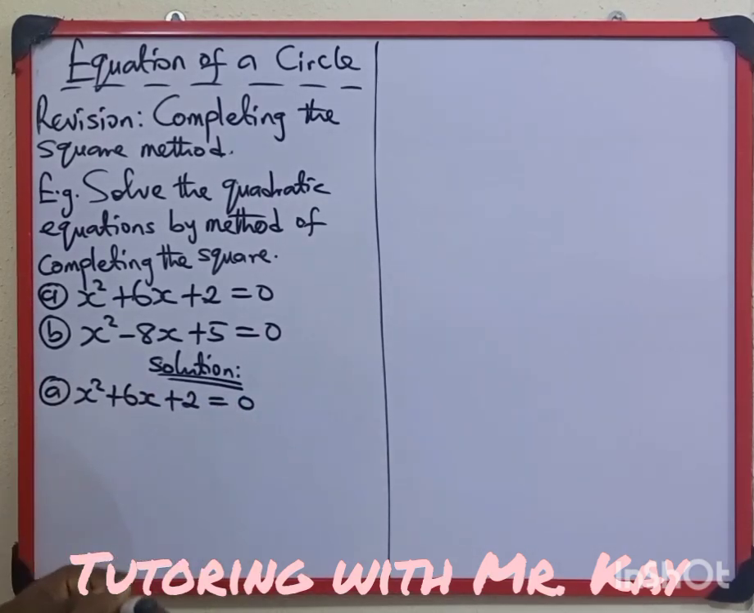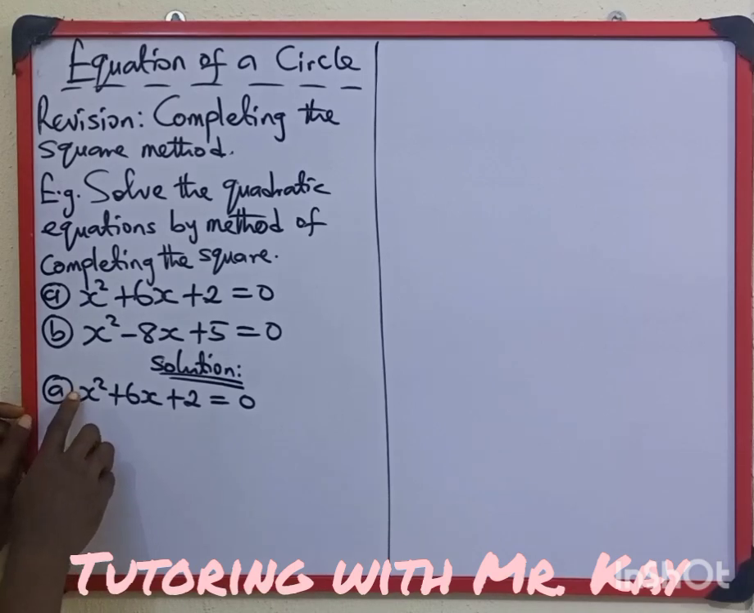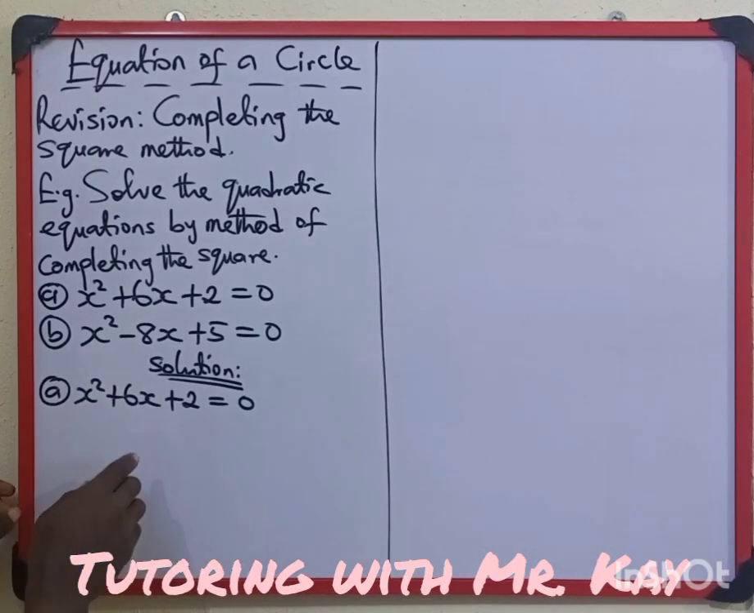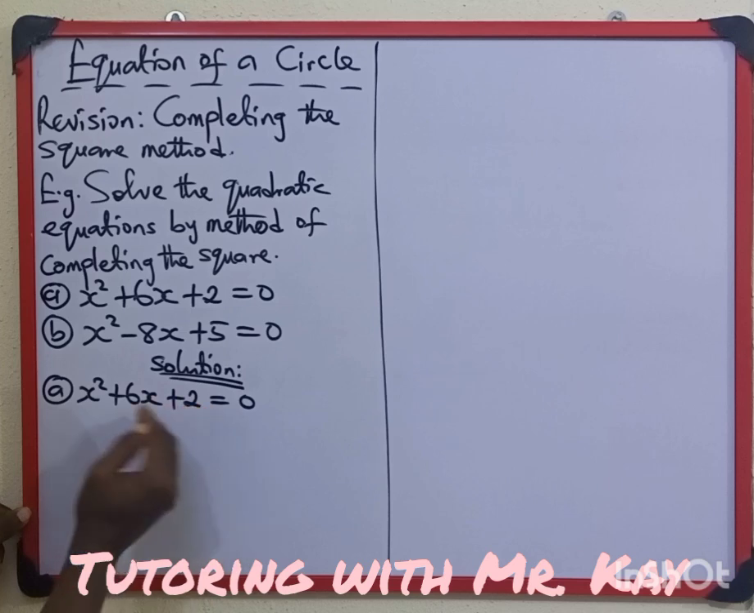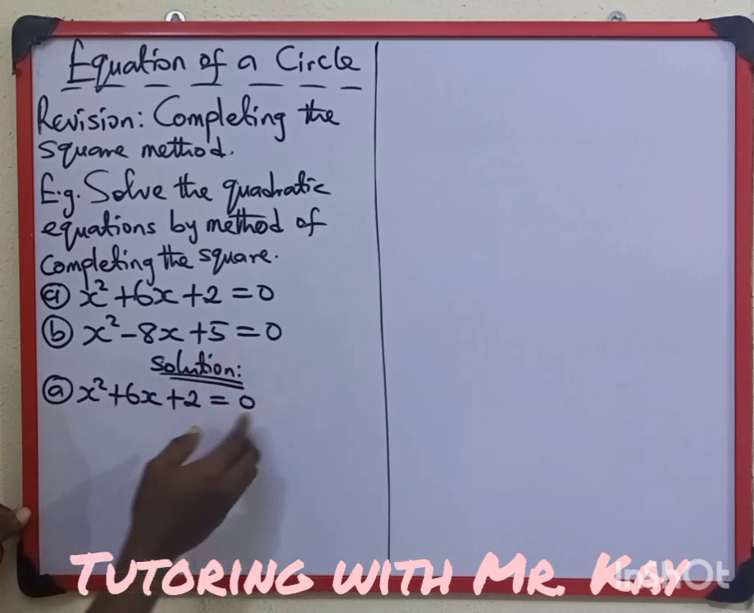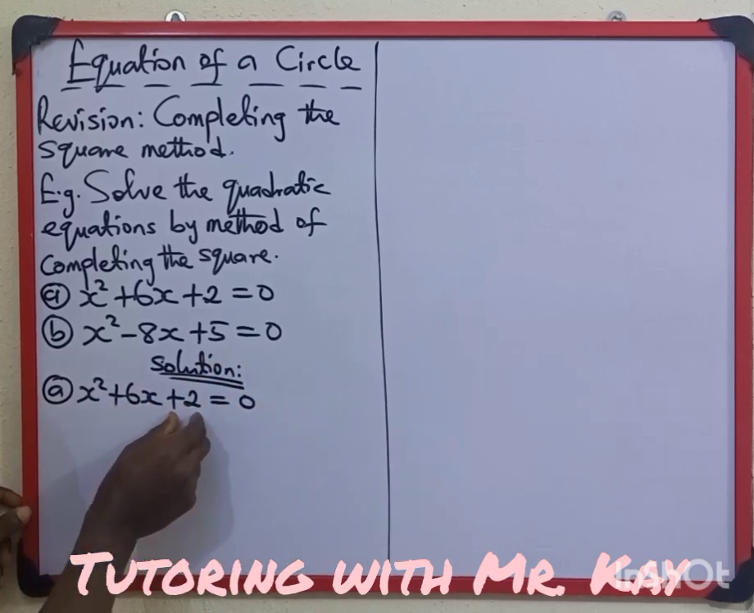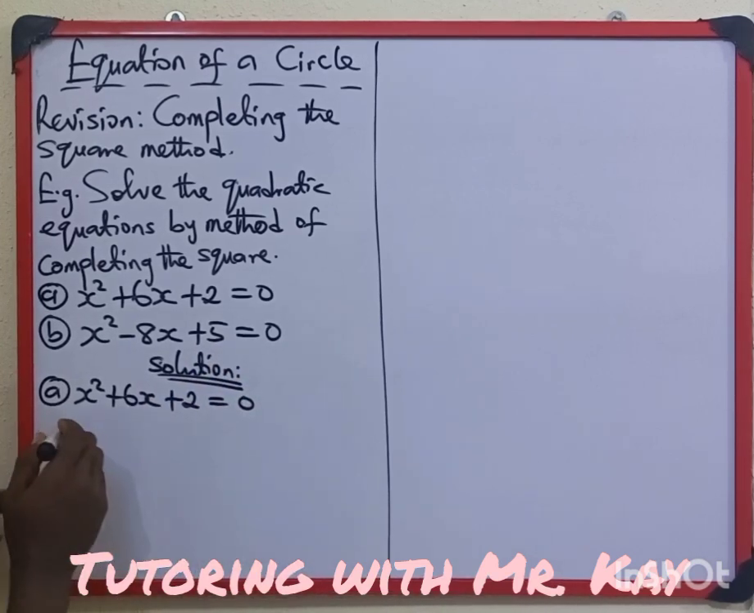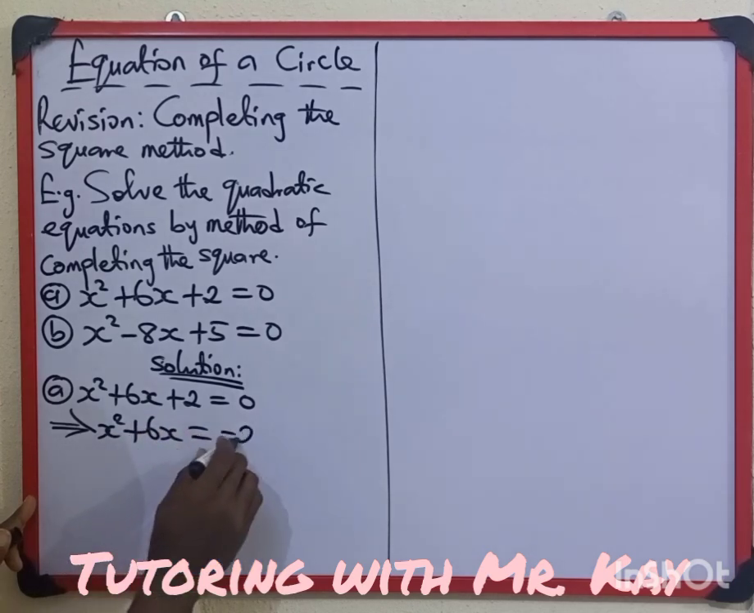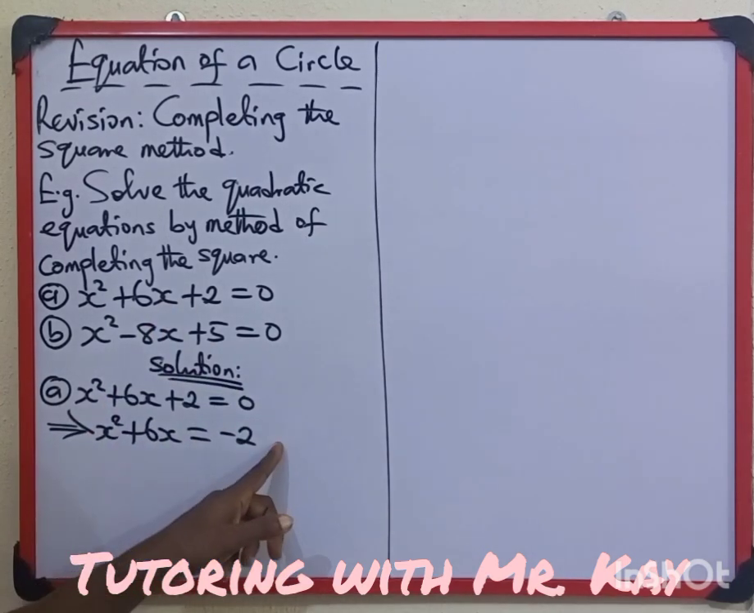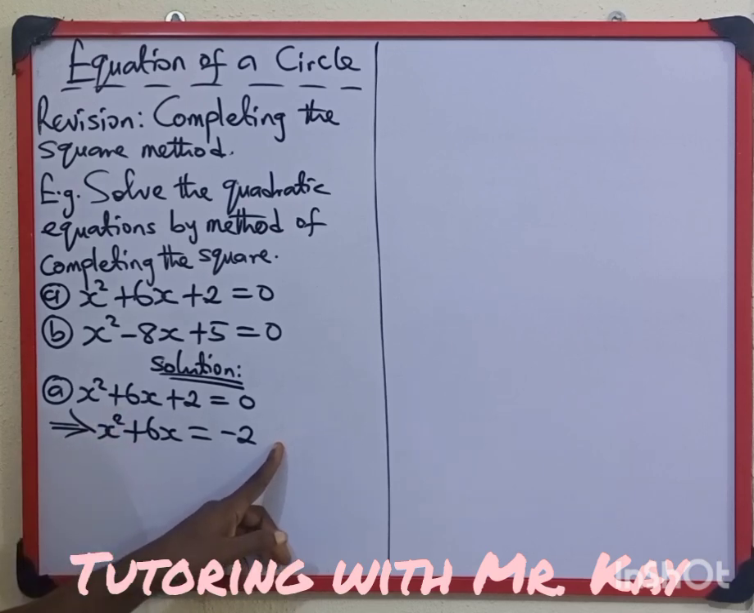Okay, so the first thing we do here, since the coefficient of x squared is 1, we don't have much problem, so we're not going to do any division. The first thing we're going to do is add the square of half of the coefficient of x. The coefficient of x here is plus 6. So we're going to add the square of it to the left-hand side and to the right-hand side. But before we do that, let's quickly move this constant to the right-hand side. So we're going to have x squared plus 6x equals minus 2. When plus 2 crosses over to the right-hand side, it changes to minus 2.